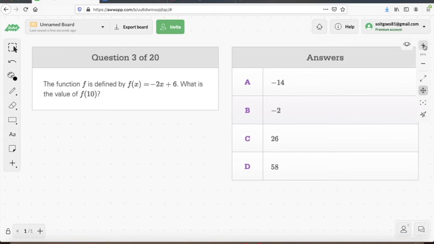All right. You know how to do this. Where there was an x in the function, now there's a 10. Let me see you plug it in. That's all it means. That's all it means.